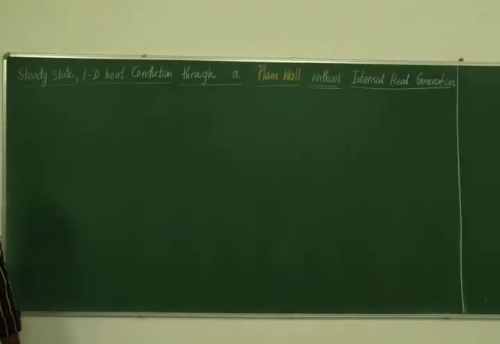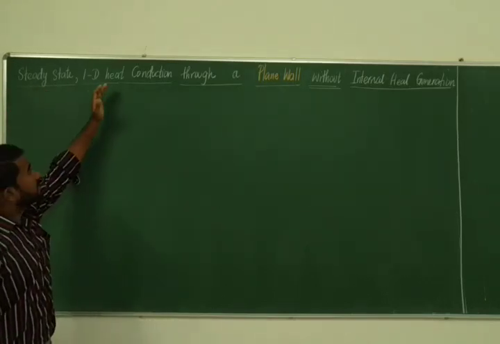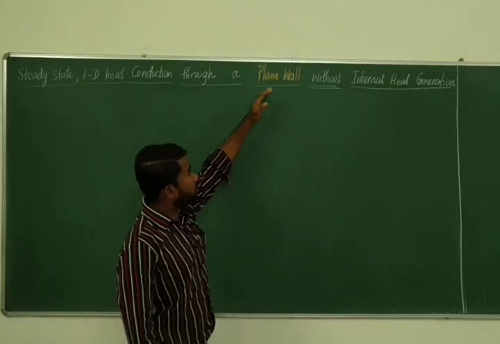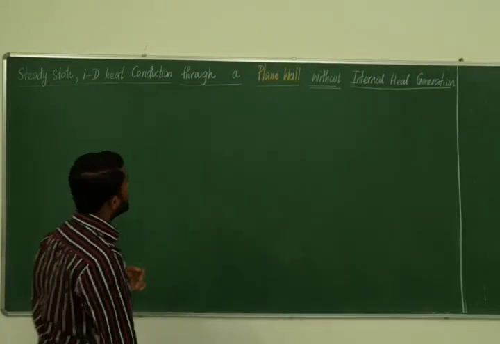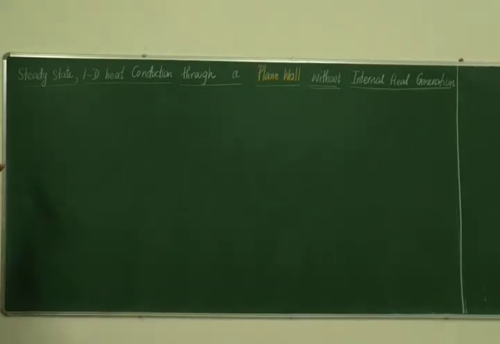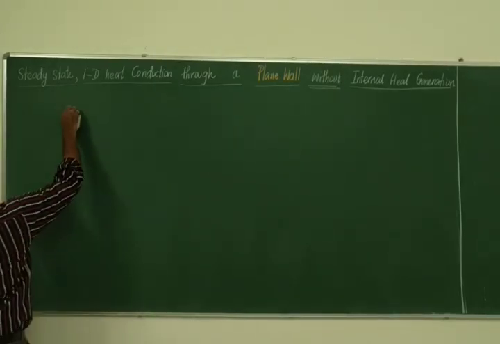The first derivation is the useful result that is used for solving practical problems. It's the steady state 1D heat conduction through a plane wall without internal heat generation. We are going to use all the clues and solve this one useful problem. First, I will sketch the situation.